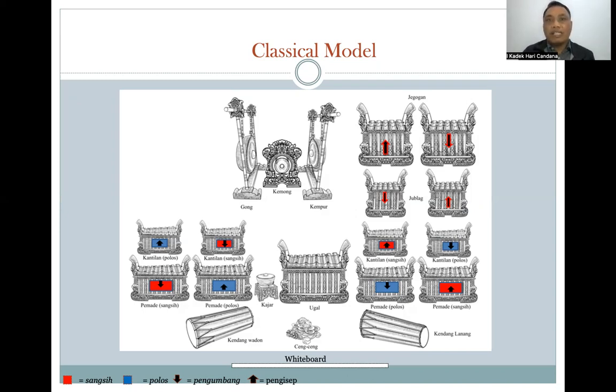During the first 5 weeks of the first semester, the classical model was used as a normal part of the teaching process. Actually, this model is commonly used by Balinese musicians in Bali, both in rehearsal and performances. The instruments in the classical model are mostly lined up in a straight position. Kendang is positioned in the front, as well as the ugal in the center. The Gangsa Pemade and Kantilan are situated in combination based on the patterns they play, polos and sangsih.